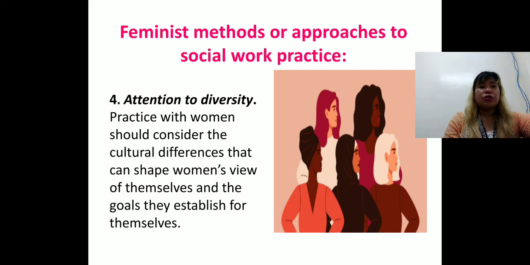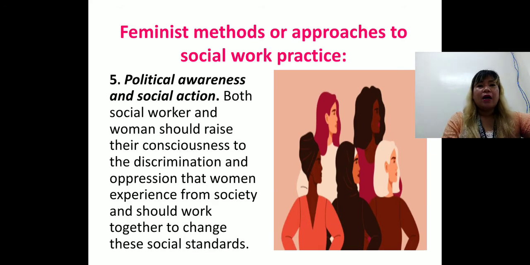Next is attention to diversity. Practice with women should consider the cultural differences that can shape women's view of themselves and the goals they establish for themselves. Political awareness and social action. Both social worker and women should raise their consciousness to the discrimination and oppression that women experience from society and should work together to change this social standard. So you as a social worker and your client should work together.